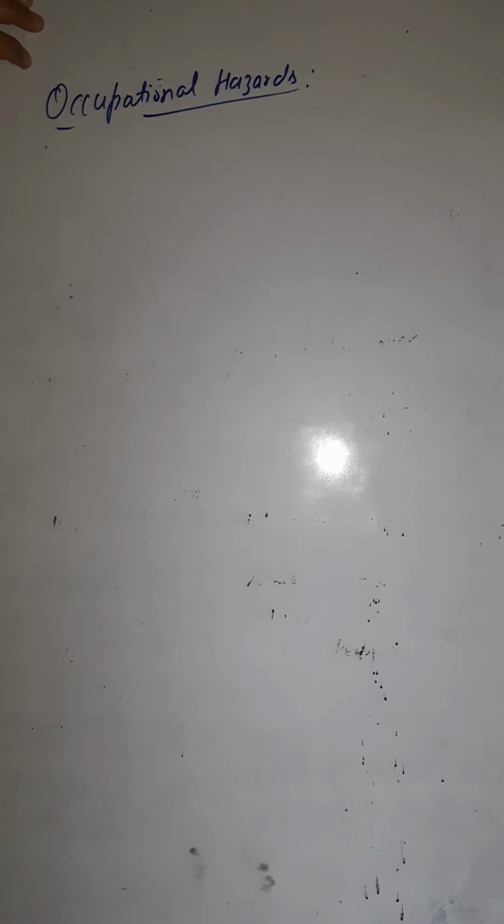Hello dear students, so now we will be moving ahead in chapter number 3 of class 7 science, that is Fiber to Fabric. So today we will be talking about the occupational hazards. If in any occupation you have some hazards, such hazards are known as the occupational hazards.